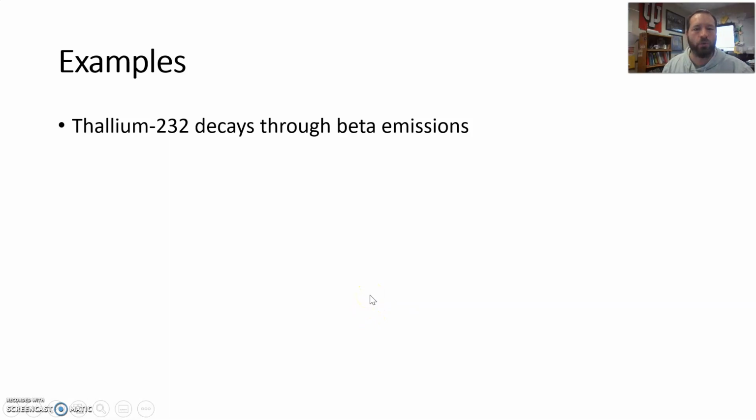Thallium-232 decays through positron emission. So here's our thallium. Again, I use my periodic table, Th, the 232 right here. That's my mass number. It goes up here. I find thallium on the periodic table to find the 90. That's its atomic number. So it goes through positron emission. Here's my positron. I can use my little e, or I could use my Greek symbol beta. Either one's correct. But make sure we have a positive charge down here this time.